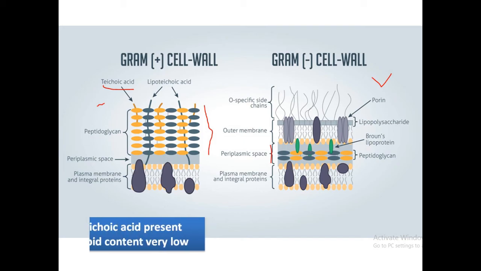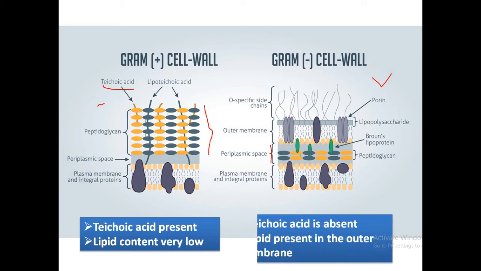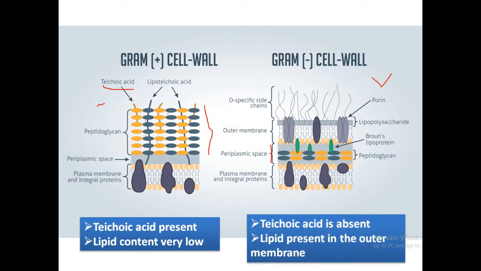So the differences that come out are, the teichoic acid is present in case of gram positive bacteria and teichoic acid is absent in case of gram negative cell wall, and lipid content in gram positive cell wall is very low, and in case of gram negative cell wall the lipid content in the outer membrane is high. Here we can see the lipopolysaccharide.